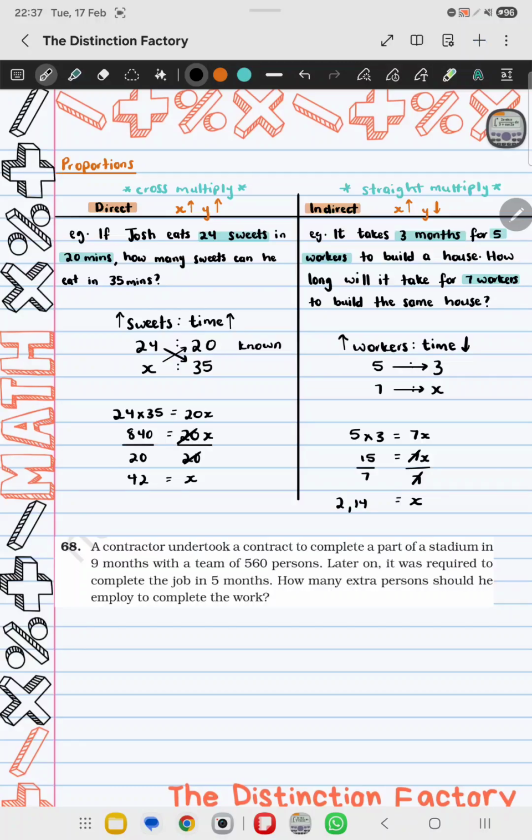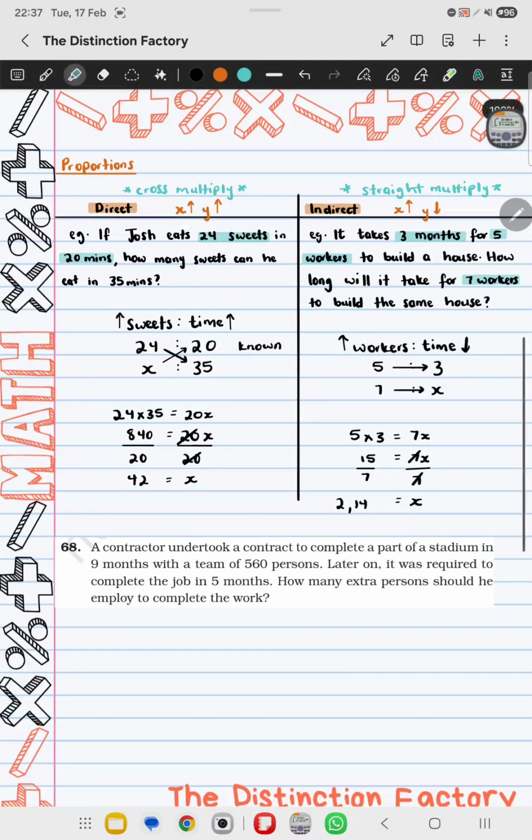house. I've got some examples down here for us to practice direct and indirect proportion. The first one says a contractor undertook a contract to complete a part of a stadium in 9 months with a team of 560 people. Later on, it is required to complete the job in 5 months. How many extra people should he employ in order to complete the work?